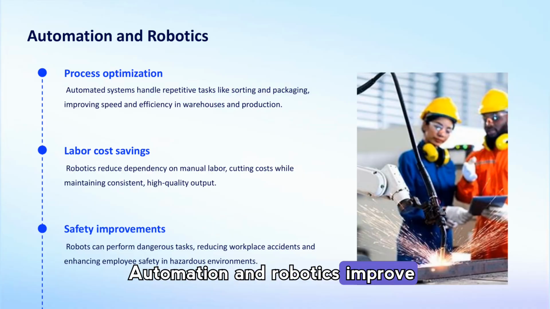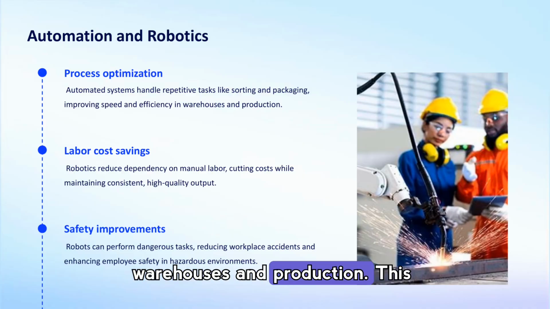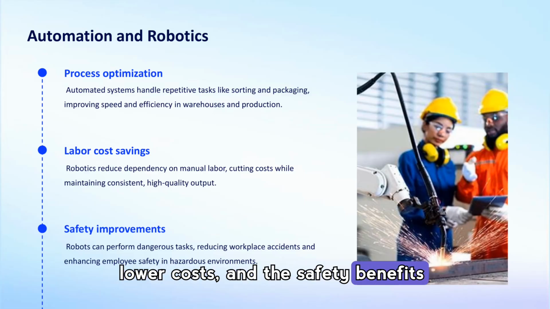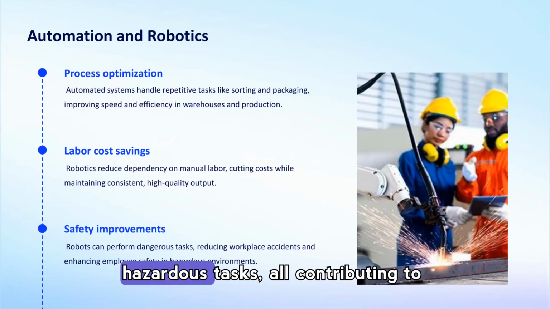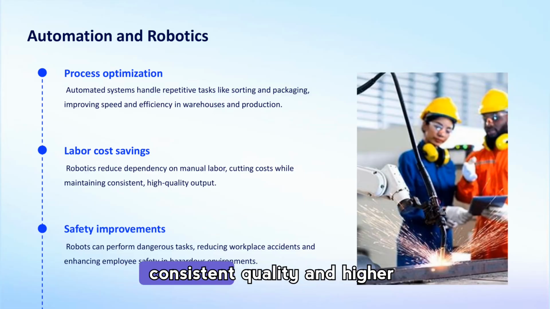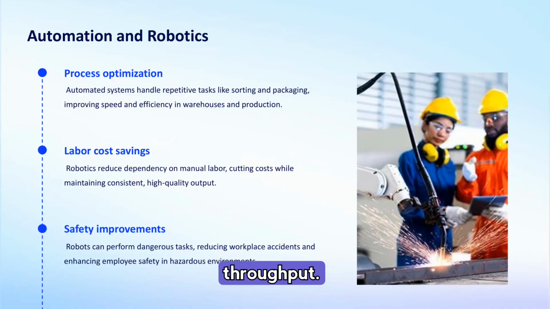Automation and robotics improve speed, accuracy, and safety in warehouses and production. This slide highlights automated sorting and packaging to optimize processes, robotics that reduce dependency on manual labor and lower costs, and the safety benefits of having machines handle hazardous tasks, all contributing to consistent quality and higher throughput.